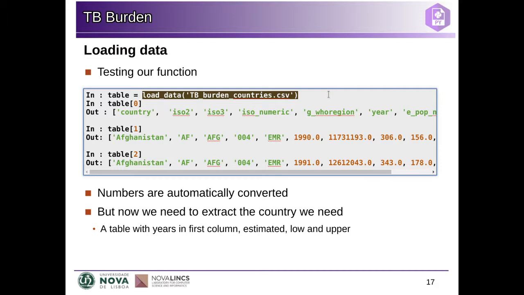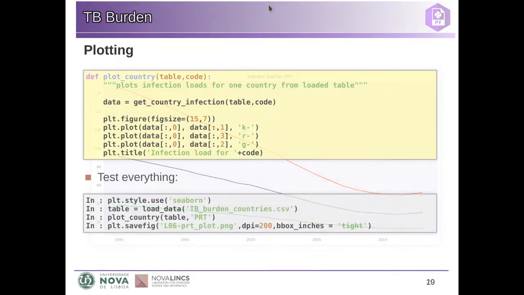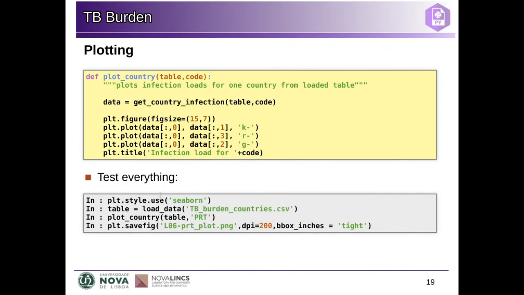But since modern computers typically have 32 gigabytes or 64 gigabytes of RAM, it's very hard to find problems where you're dealing with more data than that. So this is why we do it like this. We load the data once, and then we use the same data structure for the different functions. So in this case, plot country will receive the whole data and the code for the country that we want. It uses the previous function, country infection, to get the matrix corresponding to that country.